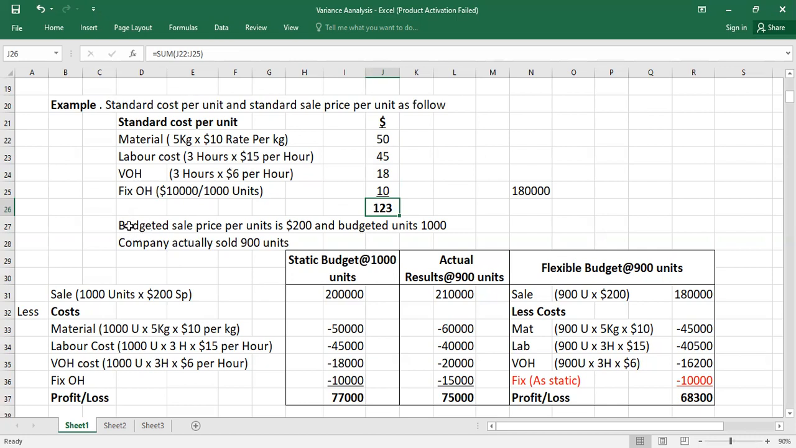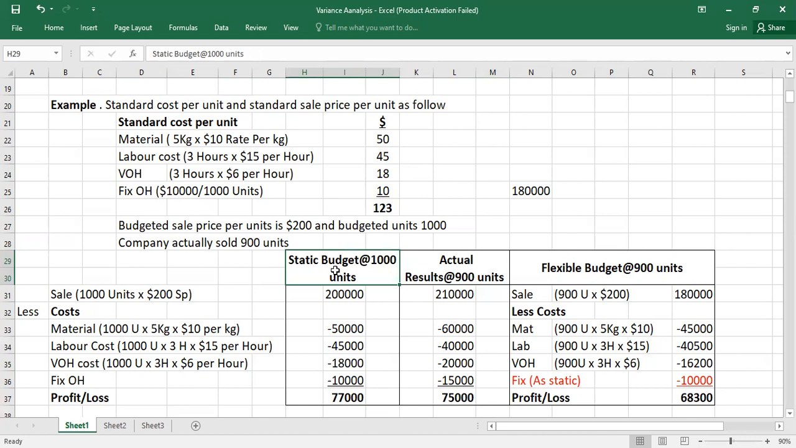We are also provided with the budgeted sales price per unit, which is $200, and the budgeted units we are planning to produce in the upcoming period, which is 1,000 units. The company actually sold 900 units in that particular period. Now the question is how we can prepare the static budget and flexible budget, and how we will get the actual result. Let's start with the static budget first.